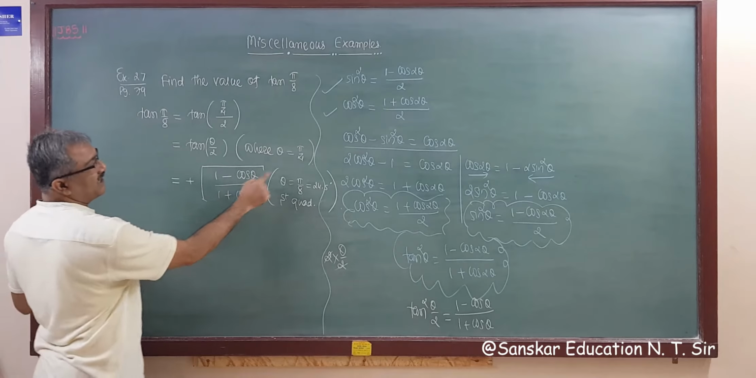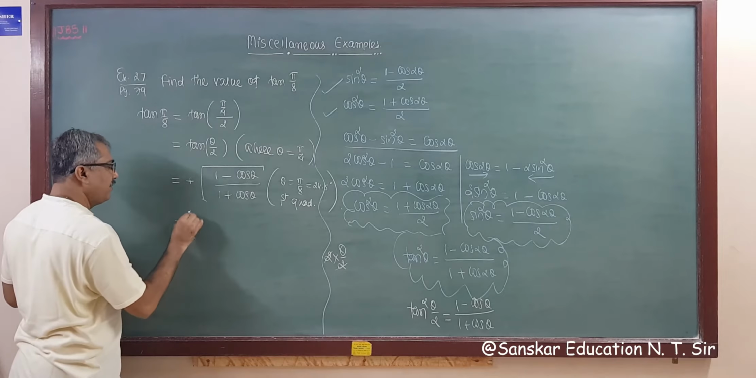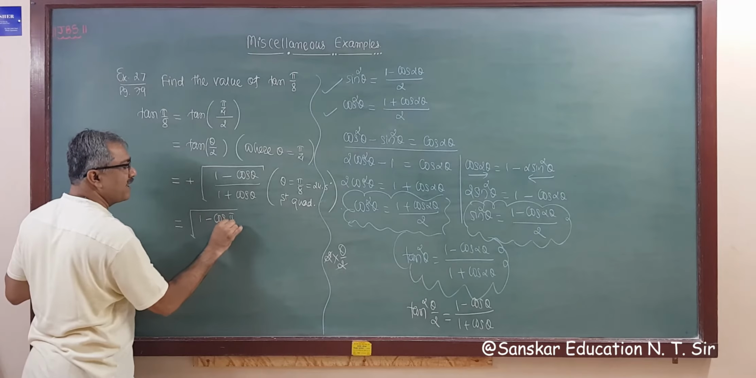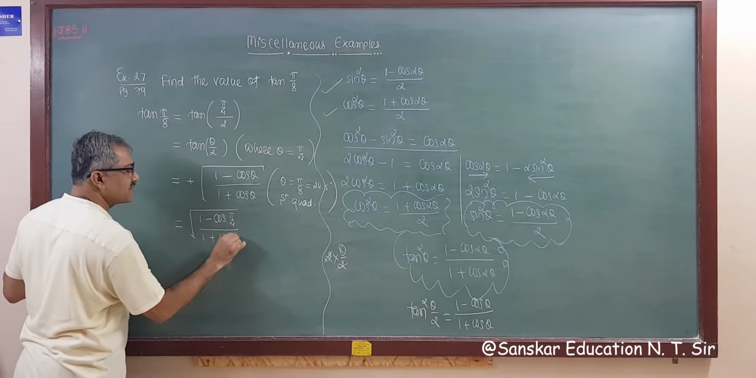Now cos theta, theta is pi by 4. So this is square root of 1 minus cos pi by 4 whole upon 1 plus cos pi by 4.